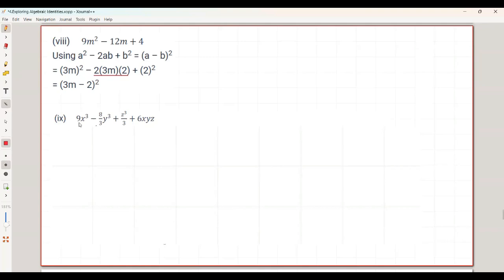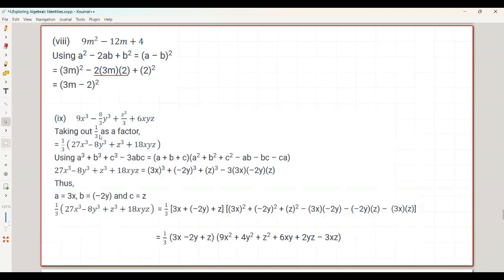If I take the 3 outside, here there is no denominator. So 3 should be multiplied with 9. Here 1 by 3 is outside, and here there is no denominator, so 3 should be multiplied inside. So taking out 1 by 3 as a factor, here there is no denominator of 3, so I should multiply with 3. It will become 9 times 3 is 27x cube. Here 1 by 3 is outside, so we'll be getting only 8.